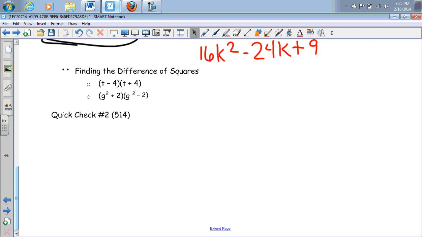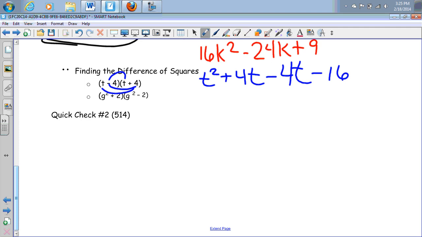Again, I'm going to do the FOIL method, but I want you to see if you can come up with a simplified version. So t minus 4, the quantity, times the quantity t plus 4. T times t, t squared. My outer terms of t times 4 is 4t. My inner terms of negative 4 times t is minus 4t. My last terms of negative 4 times positive 4 is negative 16.